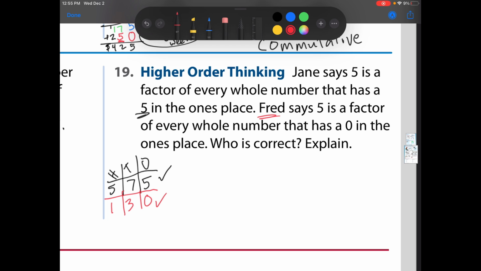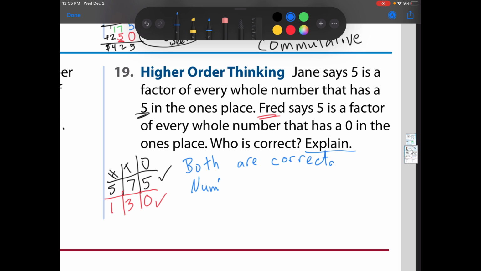So what do we notice? Well, if you've watched your video like you're supposed to or pay attention in class, we know our rules of divisibility, and they say if a number ends in 5 or 0, then 5 is a factor. So what do we do with this? Well, they are both correct. But now we need to do that explaining part.